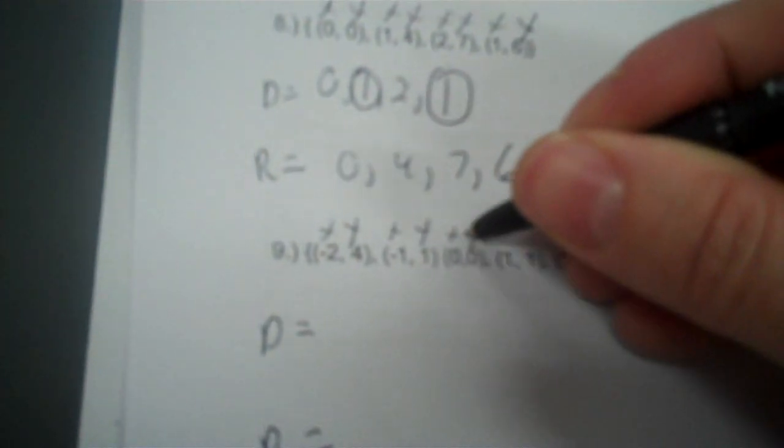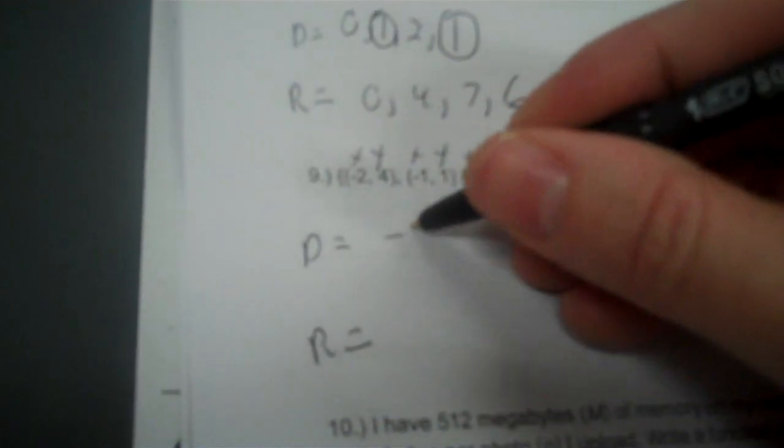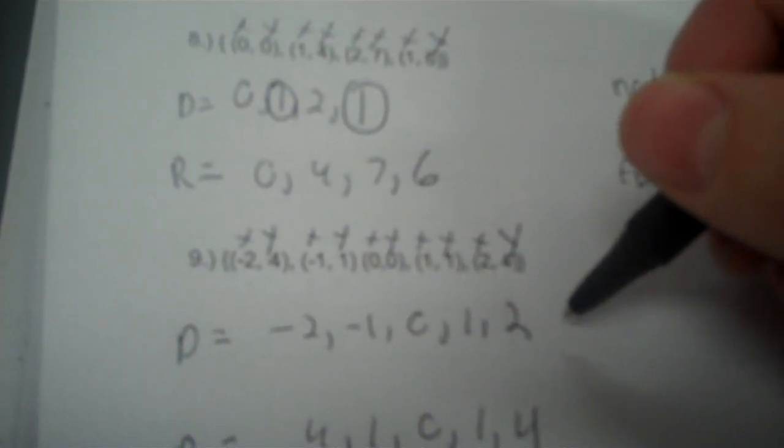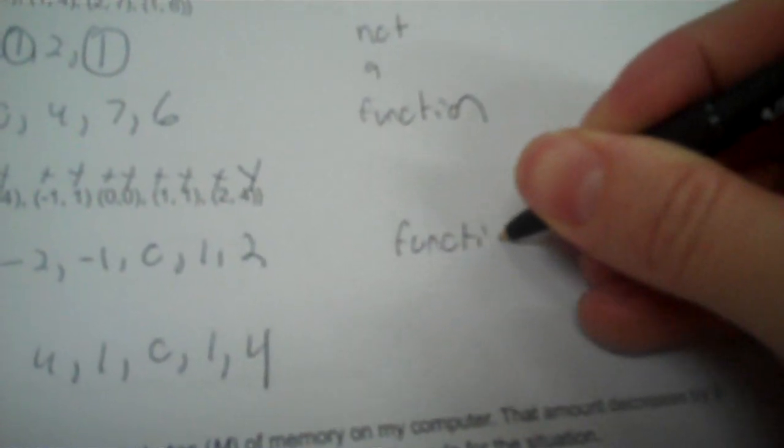Okay, domain here, range. So the domain, you got -2, -1, 0, 1, 2. In the range, you got 4, 1, 0, 1, 4. This is a function. I don't care that there's repeats in the range. That's allowed. Repeats in the domain is not. I have no repeats in the domain. That makes this a function.